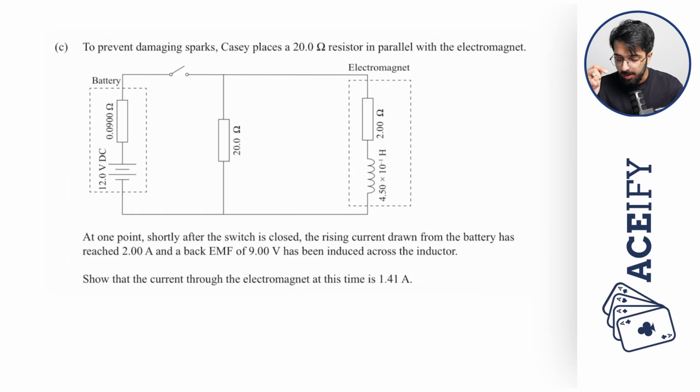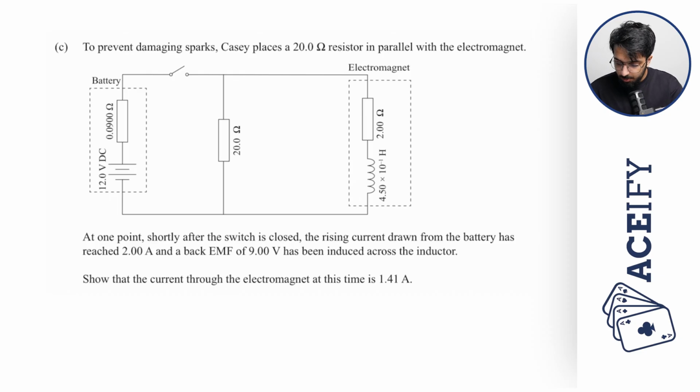To prevent damaging sparks, KC places a 20 ohm resistor in parallel with the electromagnet. At one point shortly after the switch is closed, the rising current drawn from the battery has reached 2 amps and the back EMF of 9 volts has been induced across the inductor. Show that the current through the electromagnet at this time is 1.41 amps.